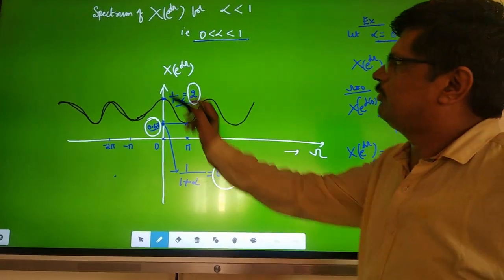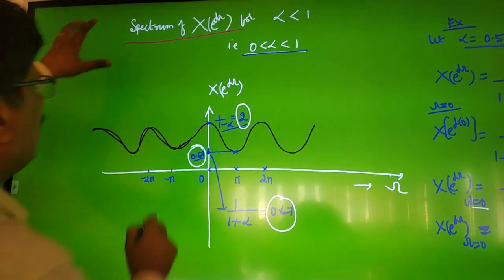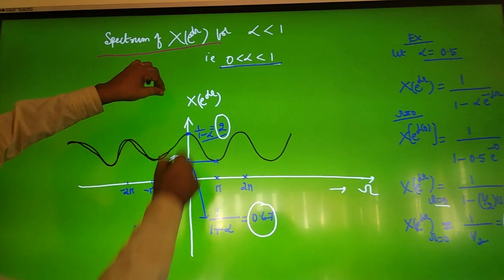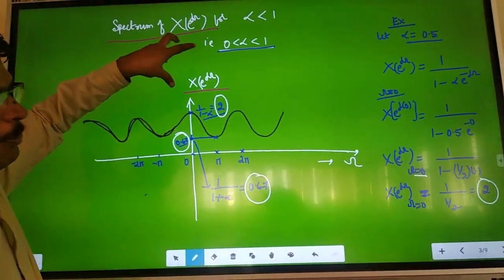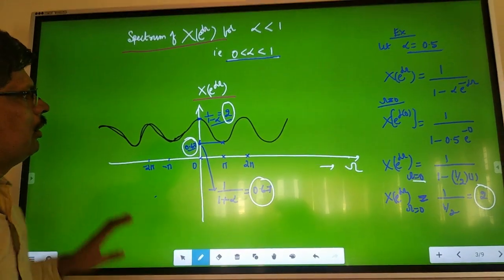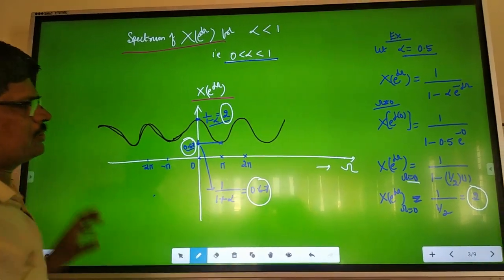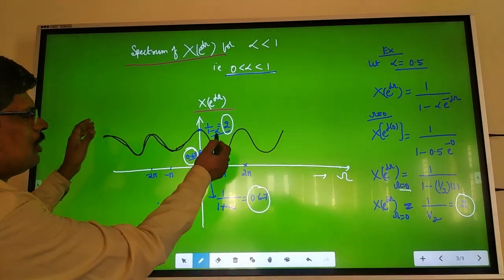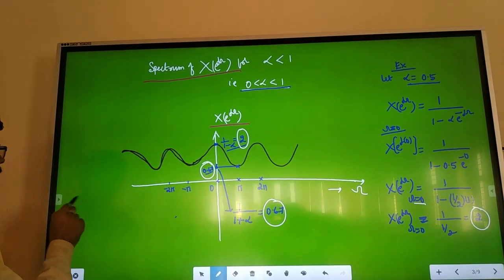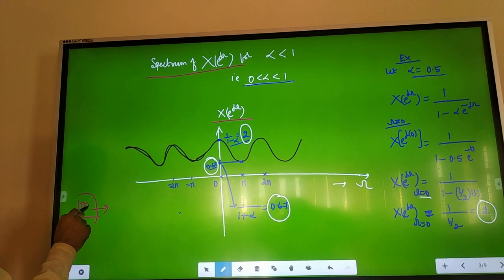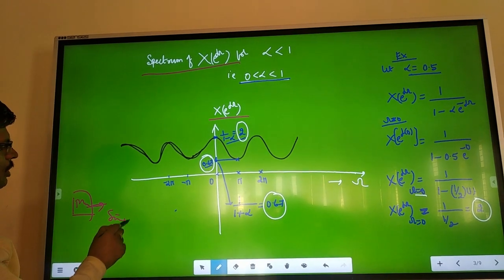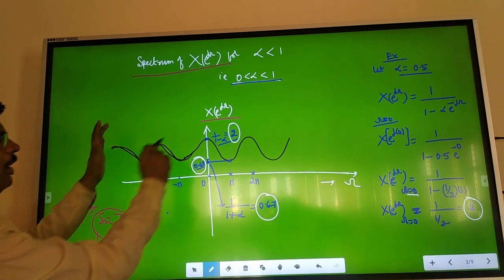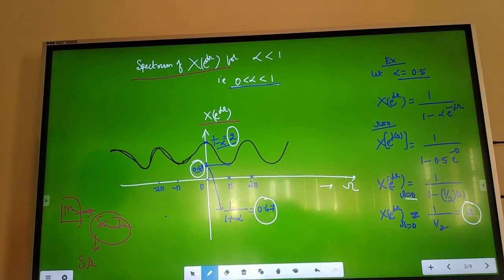When you draw the spectrum, you will get the spectrum of X of e power j omega, for alpha less than 1, like this: X of e power j omega versus omega. Now this spectrum is useful compared to your time domain signal. There is a spectrum analyzer in MATLAB. If you go for MATLAB, there is Simulink software, and there a spectrum analyzer tool is there.